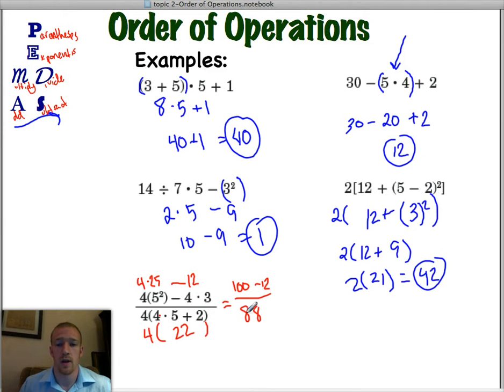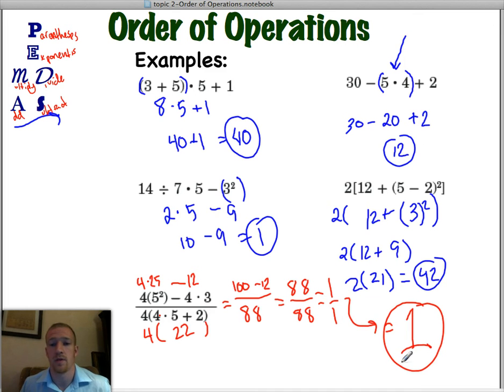4 times 22 is 88. And now we get 12 minus 100 is negative 88. We have an 88 on the bottom. Something over itself reduces to 1 over 1, which just equals 1. There's our final answer. All right.